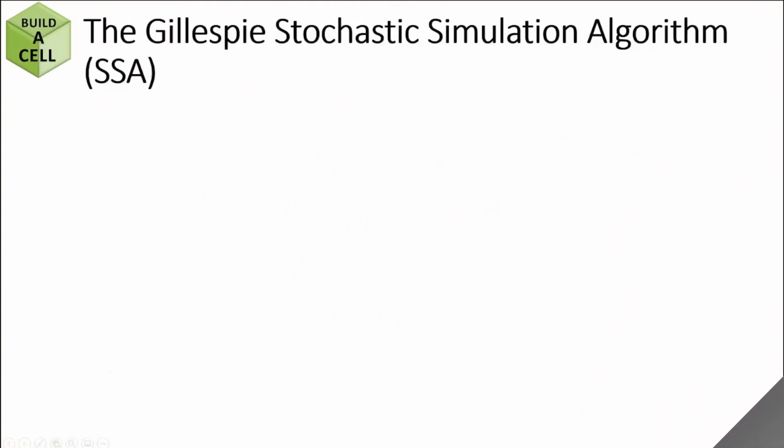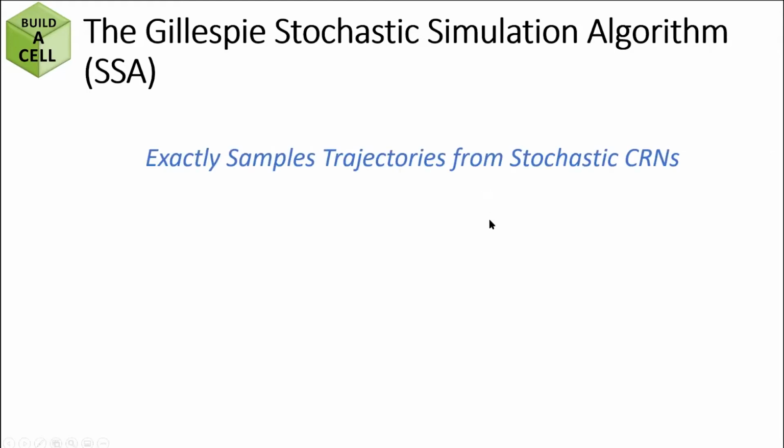Instead, what people do is they use something called the Gillespie stochastic simulation algorithm, or SSA. And this algorithm is going to exactly sample trajectories from stochastic CRNs. So instead of trying to solve that really complicated infinite dimensional equation, I'm going to say, how does my CRN behave? Let's get an example of what this behavior looks like. And these are similar to the trajectories I showed you in the second or third slide. And then we're going to use those trajectories to calculate statistics.